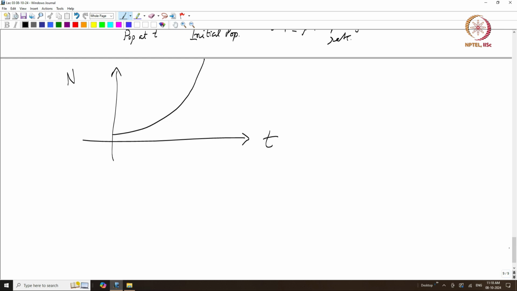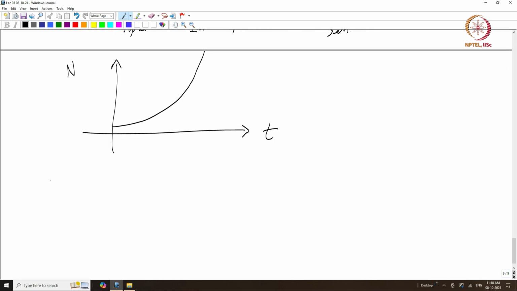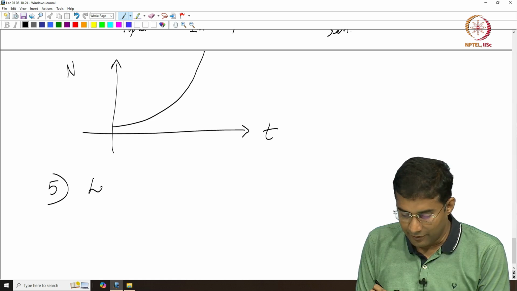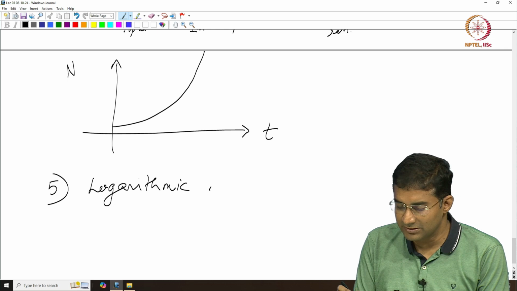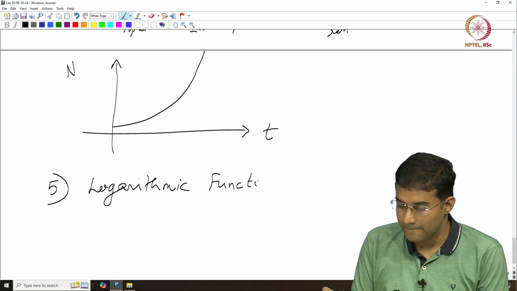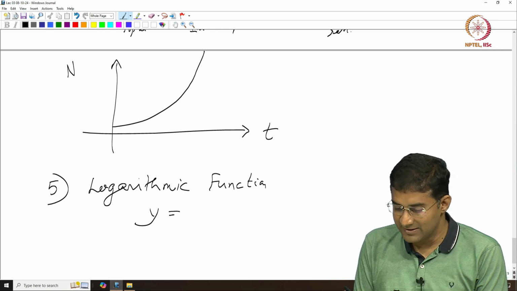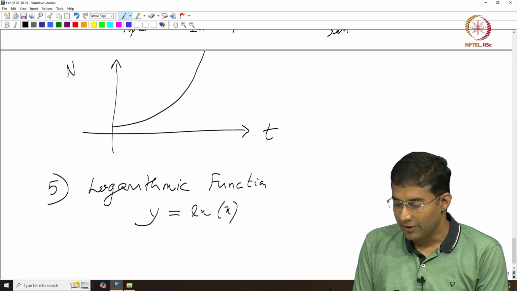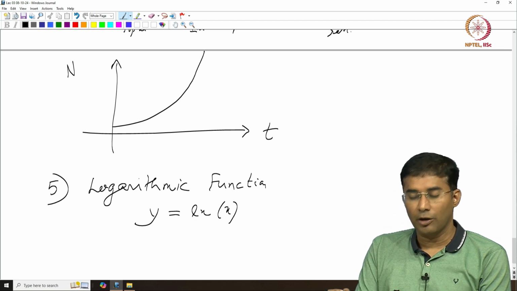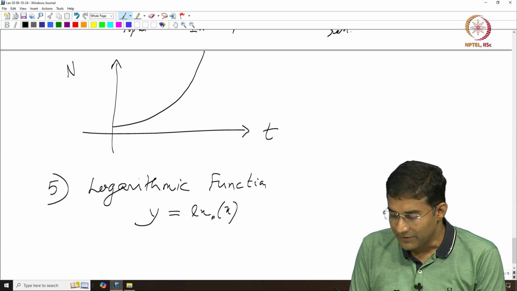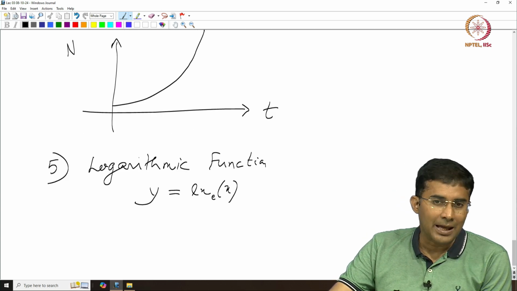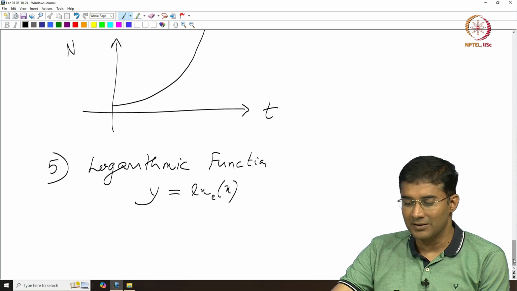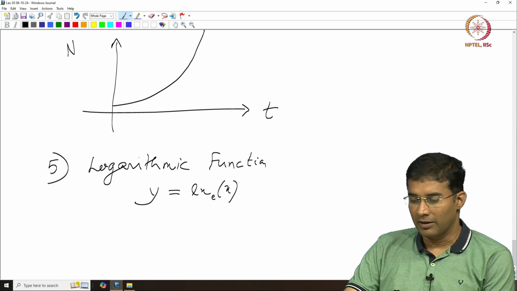Now, let us look at a couple more functions before we move on to a very important concept. One other function I would like to cover is logarithmic functions, which we denote as y is equal to ln of x, where ln is basically logarithm with respect to base e. Base e is what is most frequently used; sometimes people may use base 10 as well, but base e is what is most importantly used.